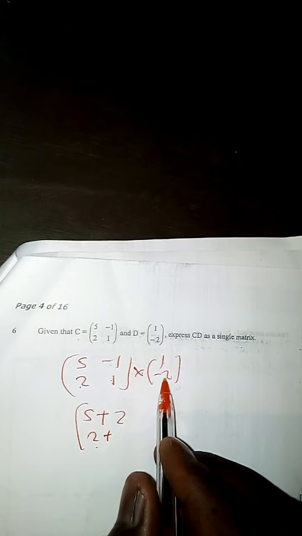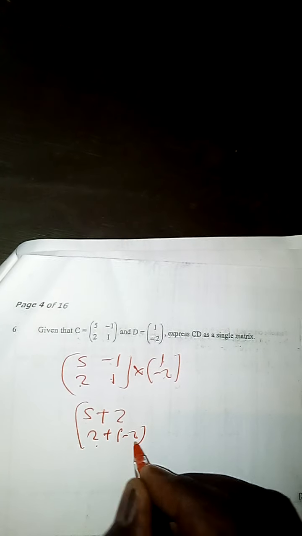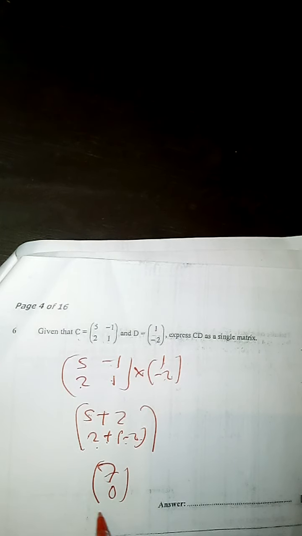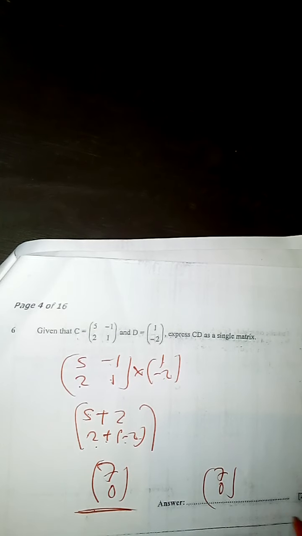5 times 1, which is 5, plus -1 times -2, which is 2. Then you come down again. 2 times 1, 2, plus 1 times -2, -2 here. So 5 plus 2, 7. Then 2 minus 2, 0. So you write this answer, which is 7, 0 here. This will be the final answer.